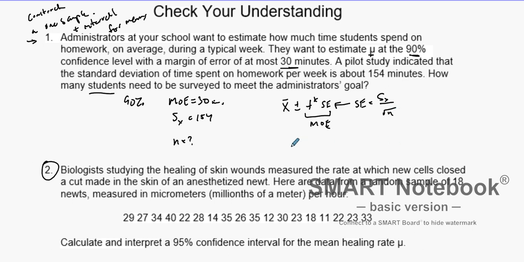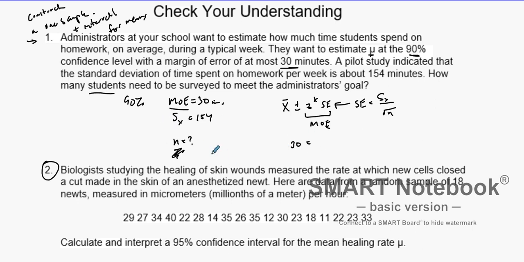We know we want our margin of error to be 30 minutes, and we're looking for an n value. Because we don't know what n is, we can't figure out the degrees of freedom, so we're not going to use a t. We're going to change this and use a z-score, and we are given a standard deviation as well. So we're going to find a z-score for 90%.